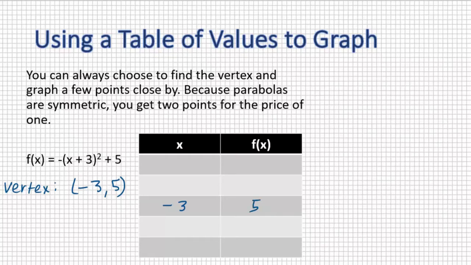What I'm interested in finding now is what happens to values that are close to the x value of -3. In other words, what happens when x is equal to -4? That's 1 to the left of -3, or -2, 1 to the right. Of course, because of symmetry, the corresponding y value for an x value 1 to the left of the vertex and 1 to the right of the vertex will be identical. And then just to get a good idea of the shape of the parabola, we'll look at 2 steps to the left of -3 and 2 steps to the right of -3.